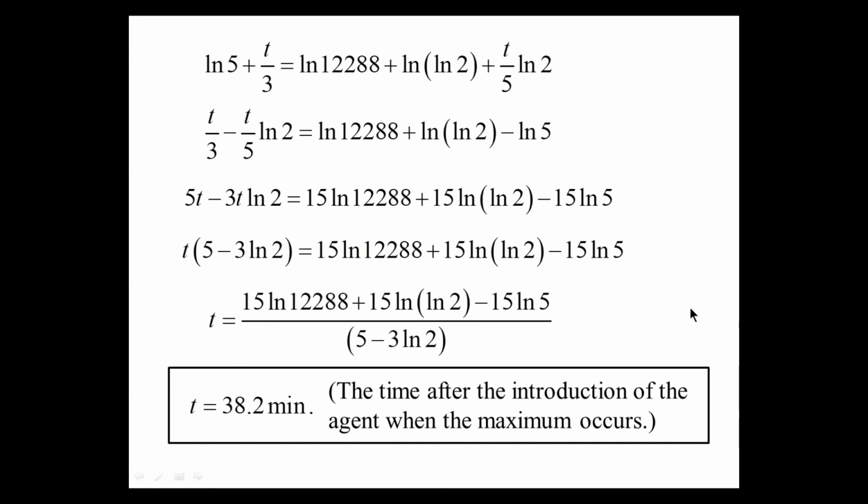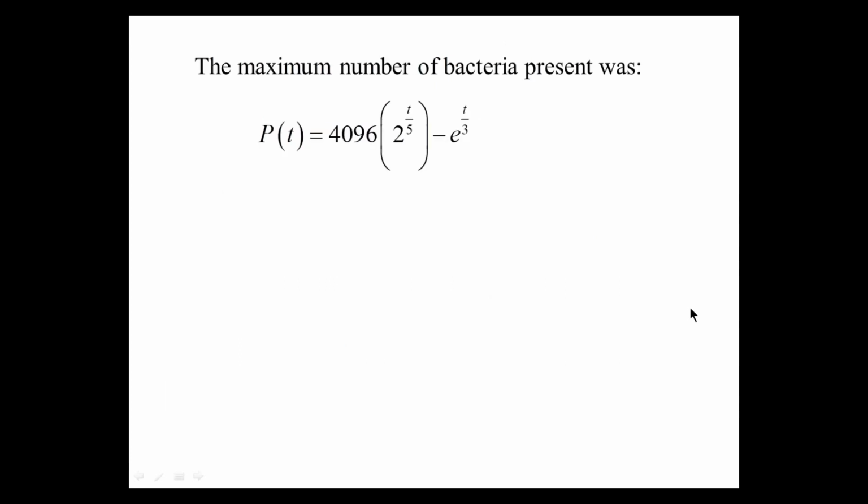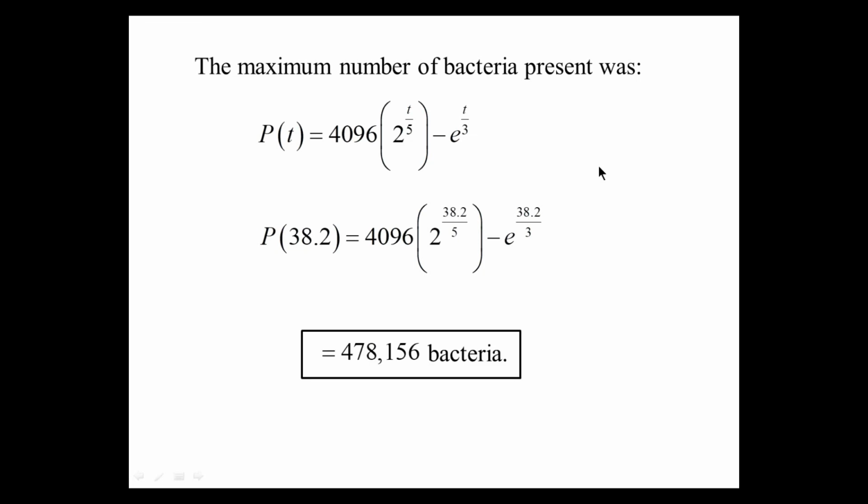And the question is, how many bacteria were present at this time? That's the next question. How many bacteria were present? We'll have to go back to the function itself and sub in that number. So I did. I subbed in 38.2 every time I saw a t. Took my calculator, and I got 478,156 bacteria. Now answers may vary by 2 or 3 bacteria because people will round differently, because 38.2 was actually a rounding.